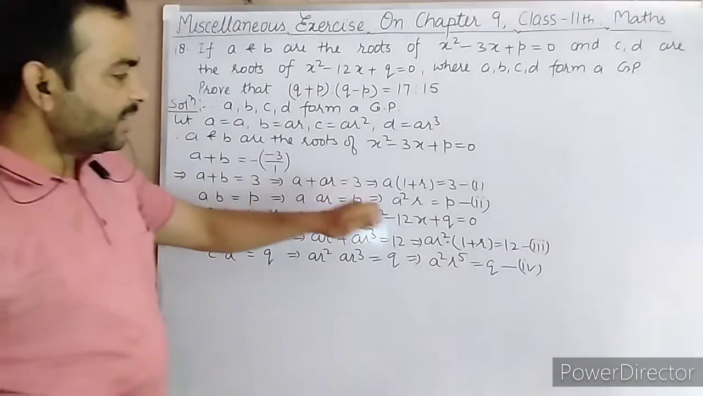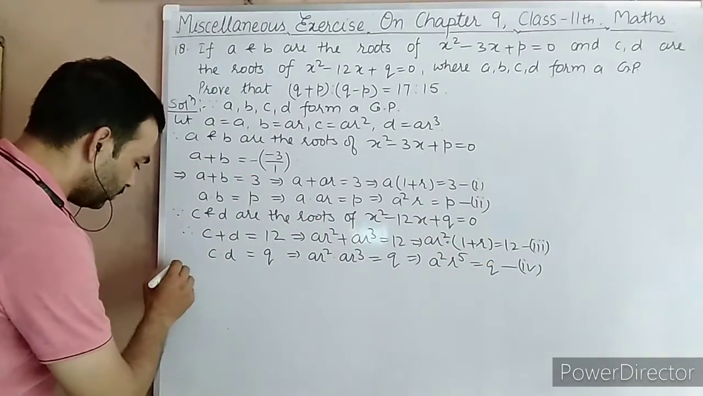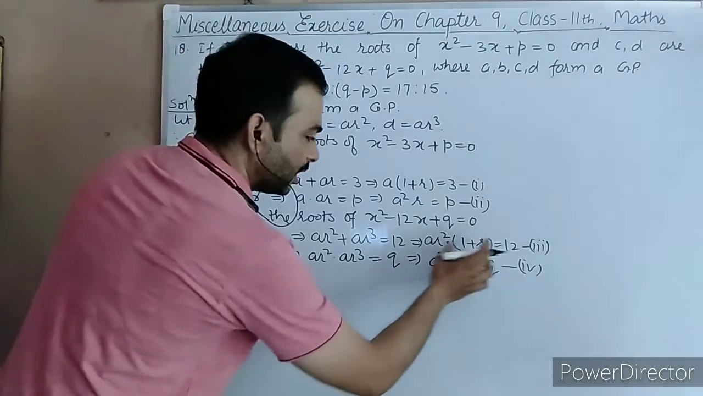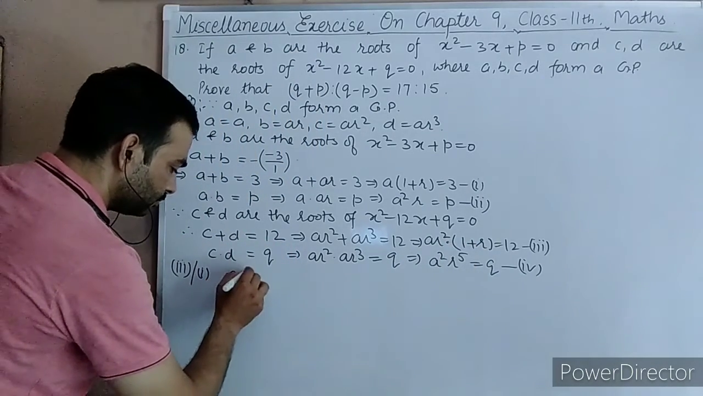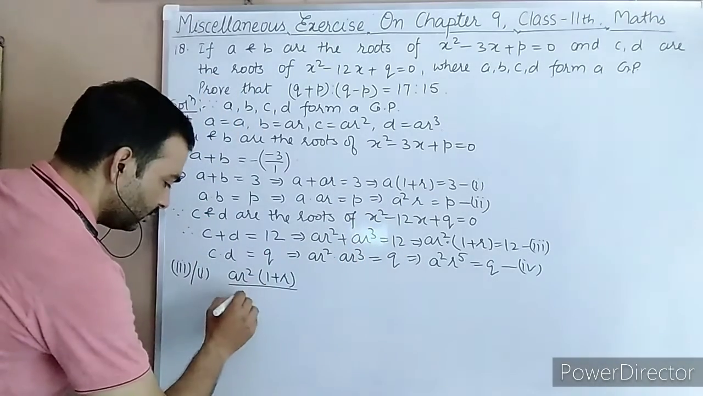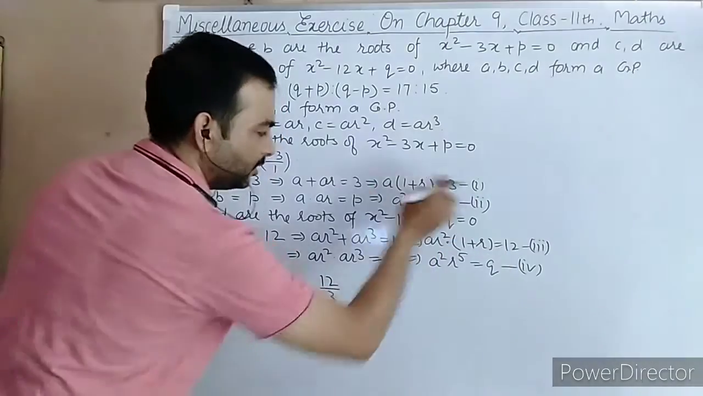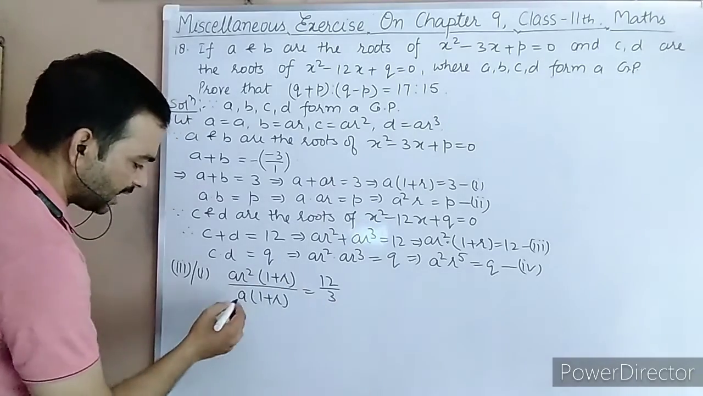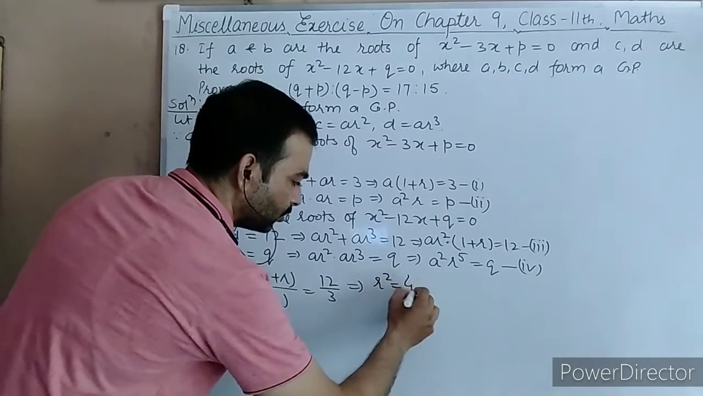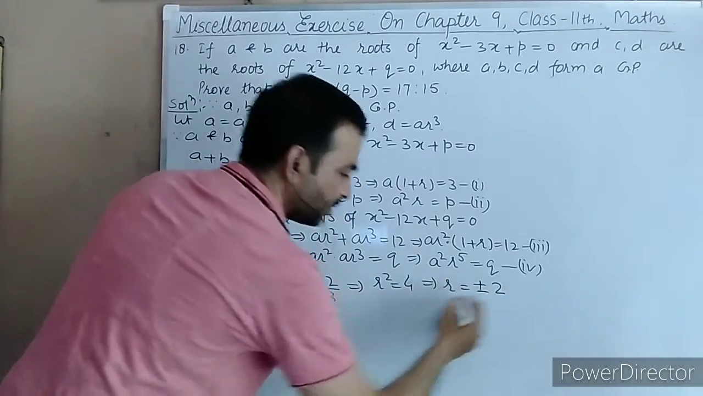Now if I divide equation number 3 by 1: ar²(1 + r) divided by a(1 + r) is equal to 12 by 3, which is 4. The (1 + r) cancels, a cancels. So I get r² = 4. Hence, taking the square root on both sides, r = ±2.